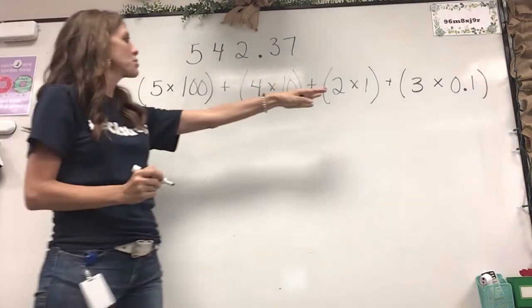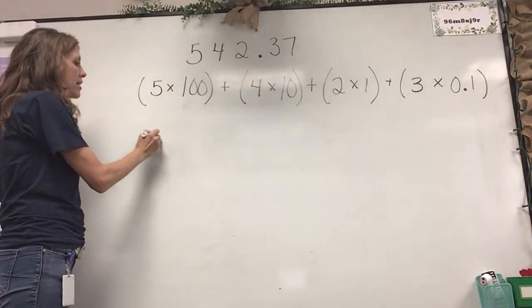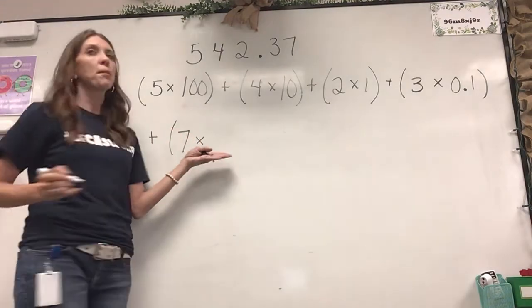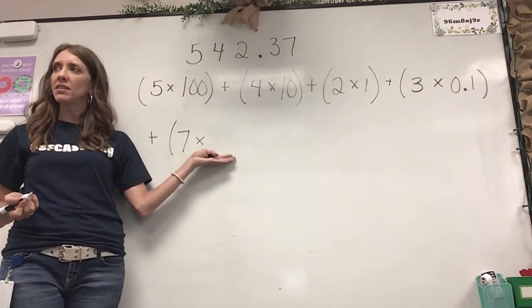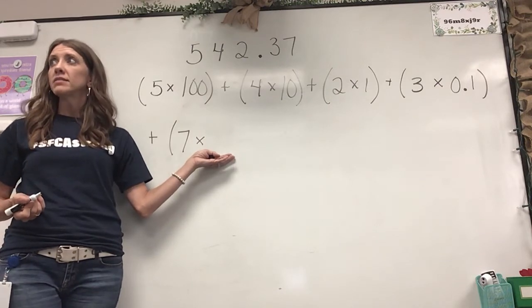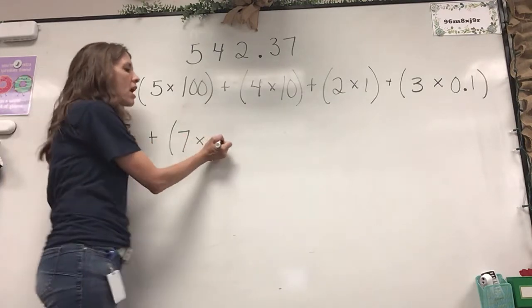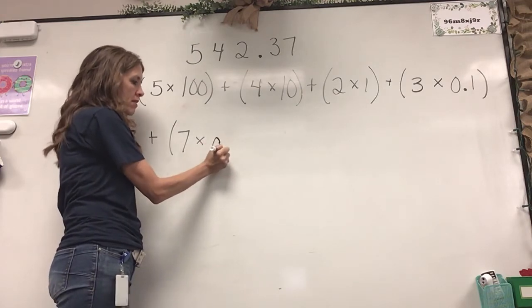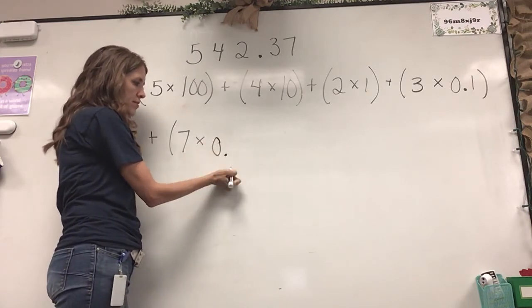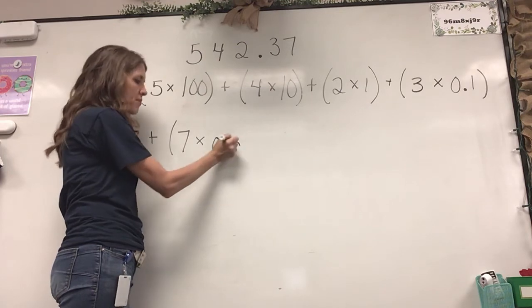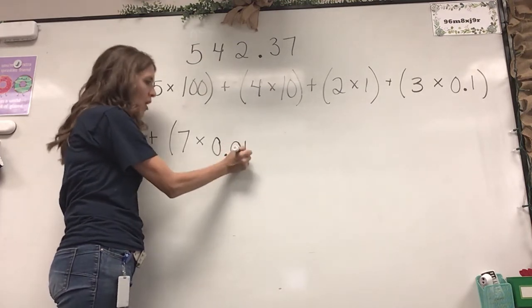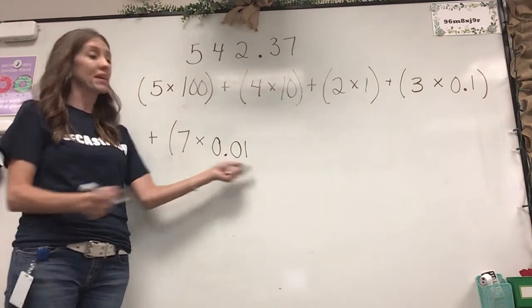What if we had this? Then, I ran out of space, but we need to add the 7, which is the digit times the place. What place is that 7 in, Naomi? The hundredths. How do you write 100th? One. It's just the place, right? Not the value. So the place goes in there.